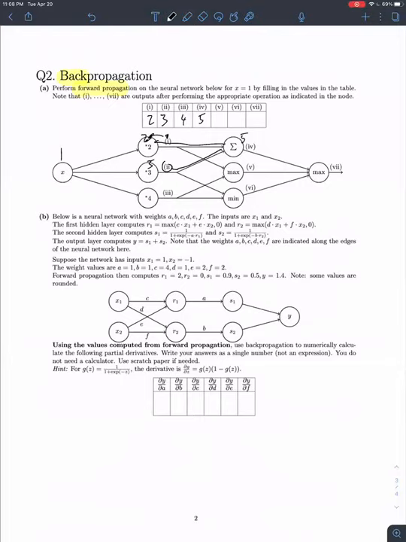For part 5, I'm taking the max of this and this. This is 2 and this is 4, so the max of 2 and 4 is 4. Now I'm taking the min of this, which is 3, and this, which is 4, and the min of 3 and 4 is 3. Now for part 6, 7, I'm taking the max of 5, 4, and 3, and the biggest number out of all those is 5.